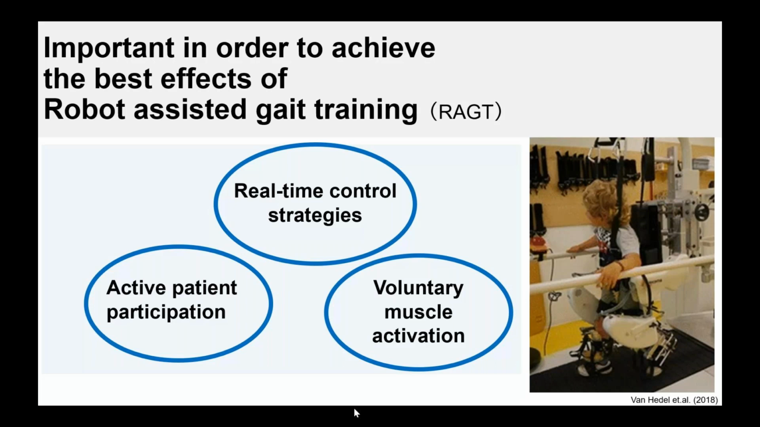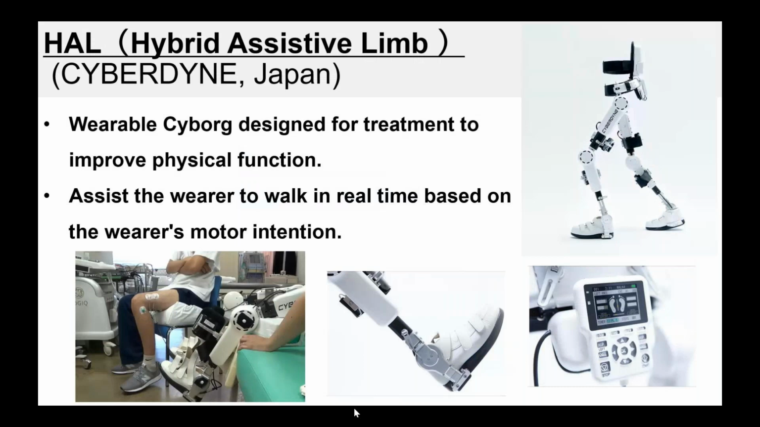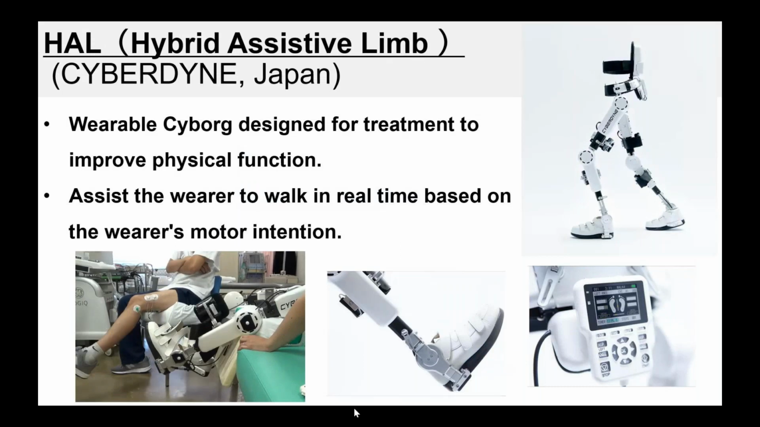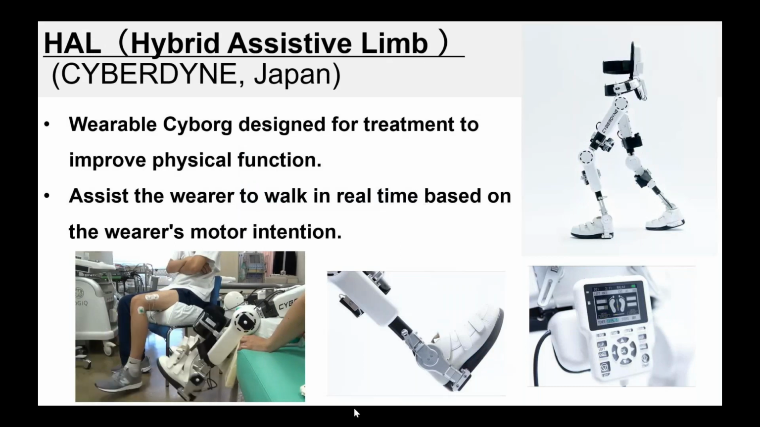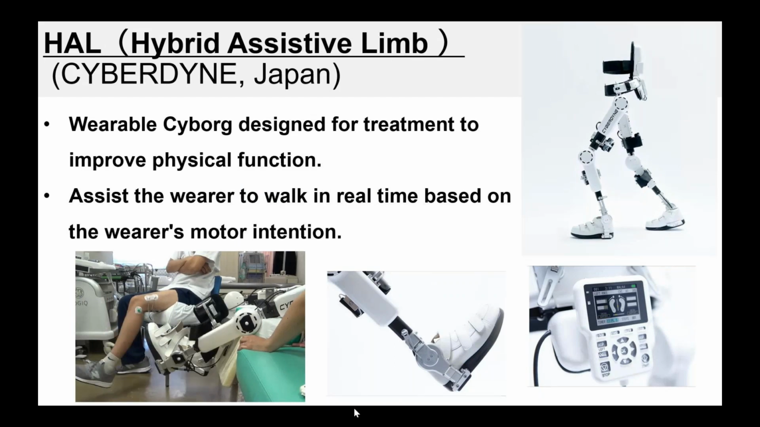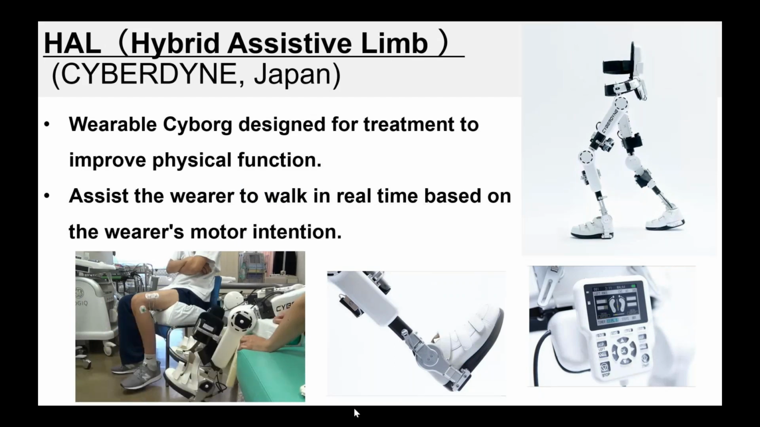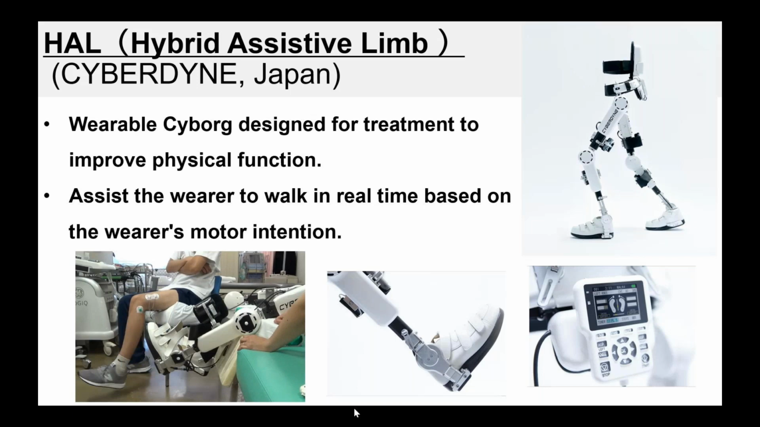Thus, we focused our attention on exercise therapies using the hybrid assistive limbs. How is a wearable cyborg designed that can assist voluntary walking based on the intention of the wearer? It is a treatment to improve physical function. How can it assist the wearer to walk in real time based on the wearer's motor intention? Unlike other robots, movement occurs in response to the wearer's voluntary drive.